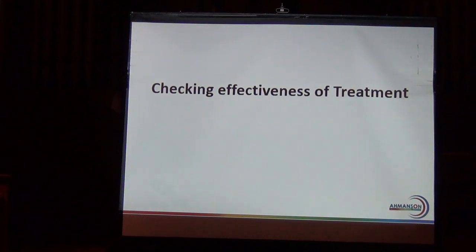Once we treat patients, we want to check how effective the treatment is. In prostate cancer, it's a little bit different because here we have a unique tumor marker that is very specific, that is only expressed by prostate cancer cells. So we can monitor the PSA, and if it's going up, we know that something's going on. But we do need to know how extensive the recurrence is, and that's where imaging comes in.